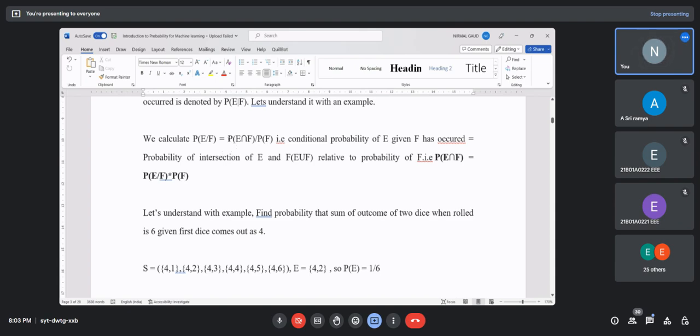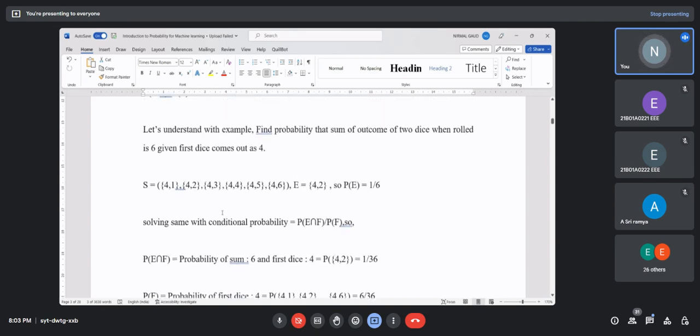The formula is P(E intersection F), the probability of E intersection F, divided by the probability of F. This is the conditional probability. Remember, this is the formula for it: P(E intersection F) divided by P(F) is the conditional probability for the probability of E given that F has already occurred. Let us take an example, because you will say, sir, the formula we can check somewhere, but it should be understood with some example.